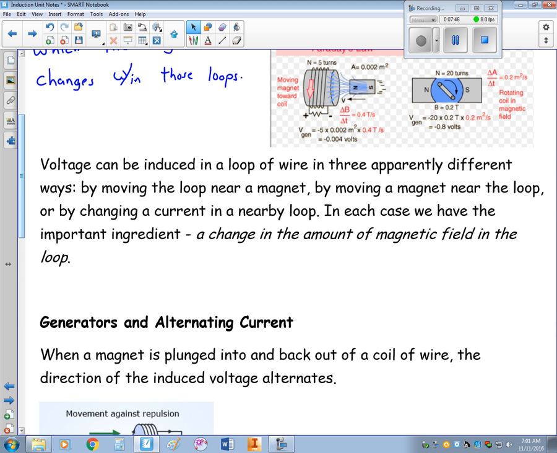By changing the current in a nearby loop, you're changing the magnetic field, because electric currents flowing through wires create a magnetic field. So in each of these cases, we have something that's important: a change in the amount of magnetic field in the loop. That's important.